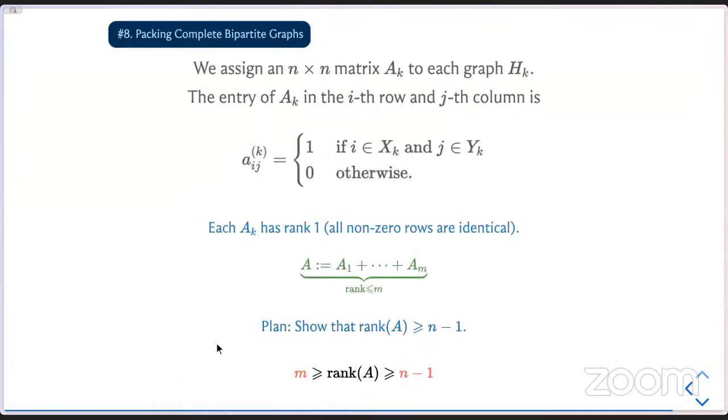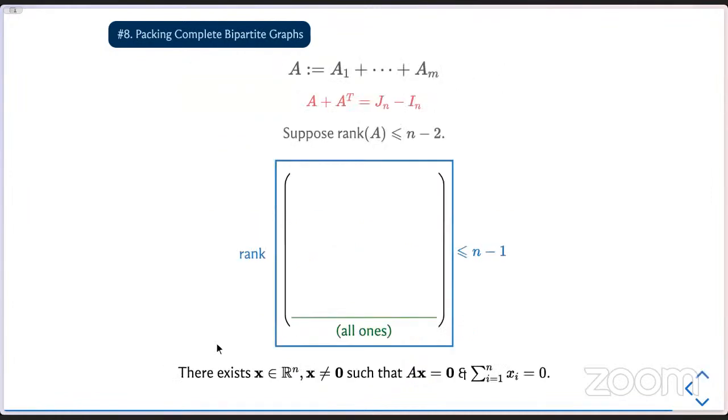Okay, so moving on. Now remember that this matrix A is the sum of all of these individual matrices with arbitrary assignments of rows and columns. Now I should have really split the slide up, but let's just try to take this in. Let's consider A plus A transpose. What is going on with A plus A transpose?